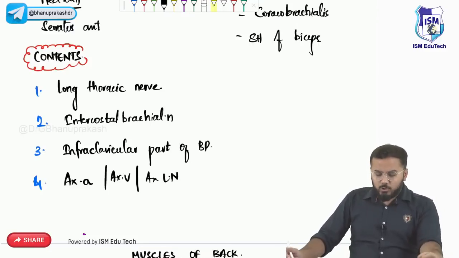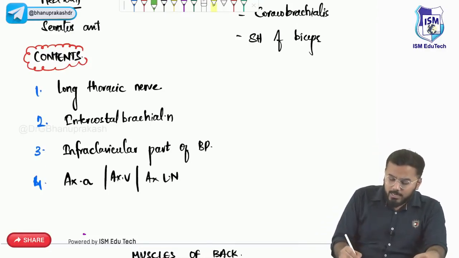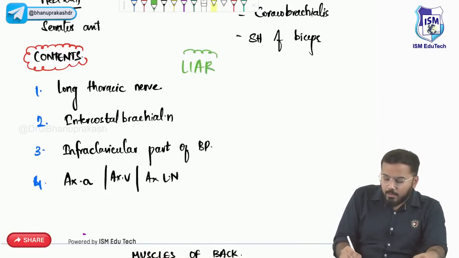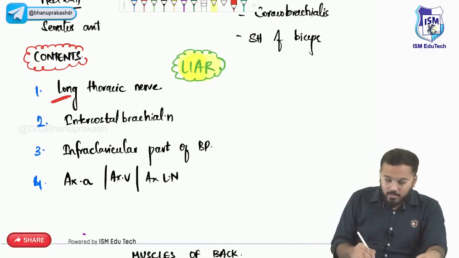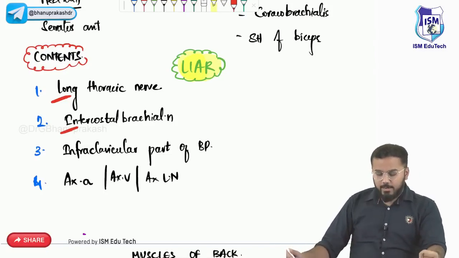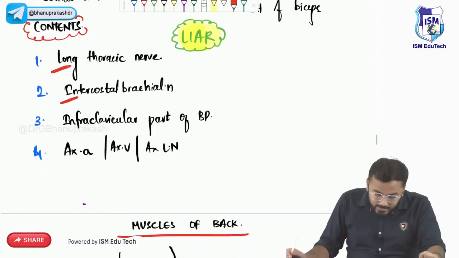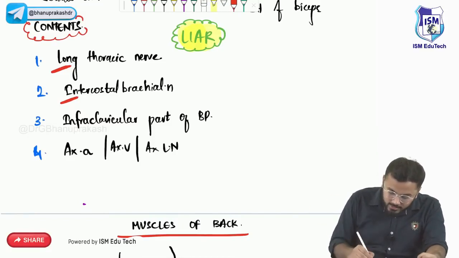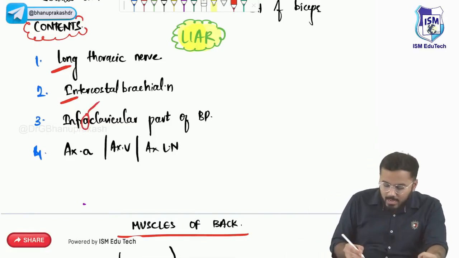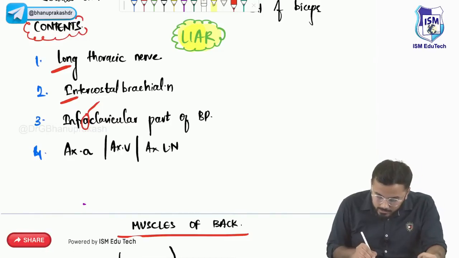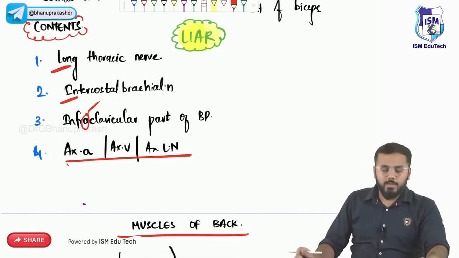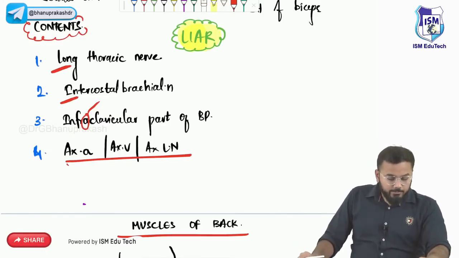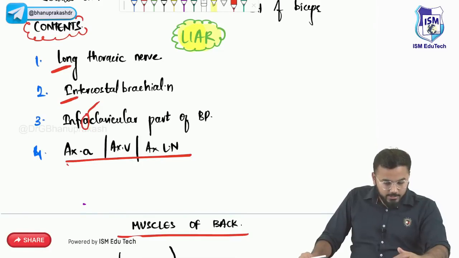Sir, it is very difficult for us to remember. Now, how do you remember? You remember by a mnemonic, L-I-A-R. Liar. L stands for long thoracic nerve. I stands for intercostobrachial nerve, right? And where is A here? There is no A, but just think that this is A, okay? And R stands for axillary vein, axillary artery as well as axillary nerve. Right. So, have you all understood this?